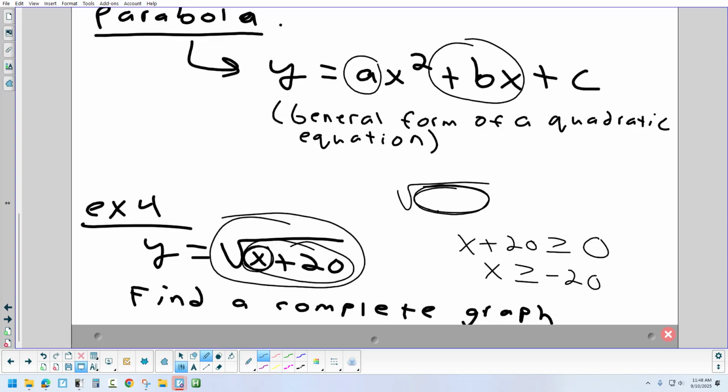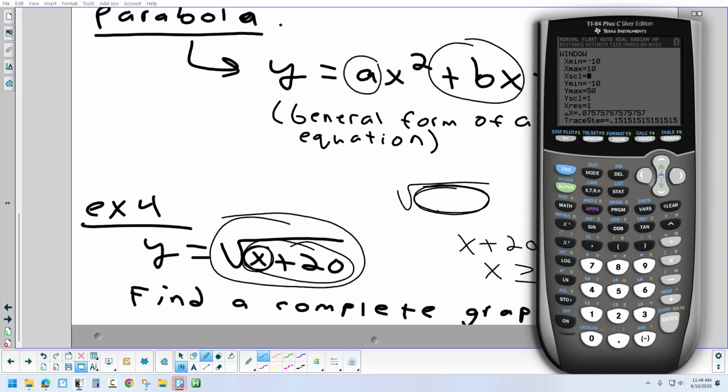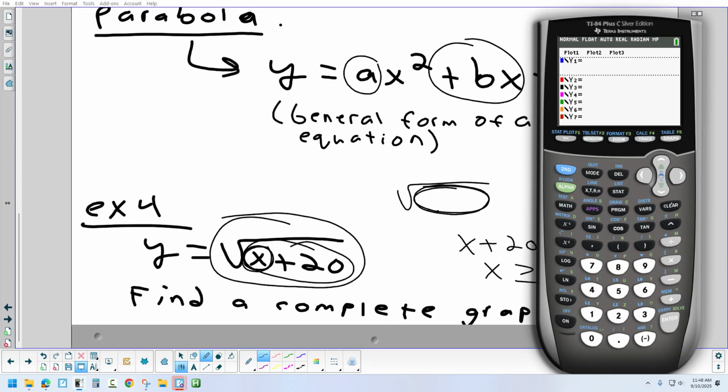So now let's graph that square root. Let's go to y equals. Clear out anything else you have. Square root of x plus 20. And let's do zoom 6. Zoom 6. Now I will tell you that a square root function is curved. Is that a good window, knowing what I just told you? No. To me that looks almost like a straight line. Pretty straight.